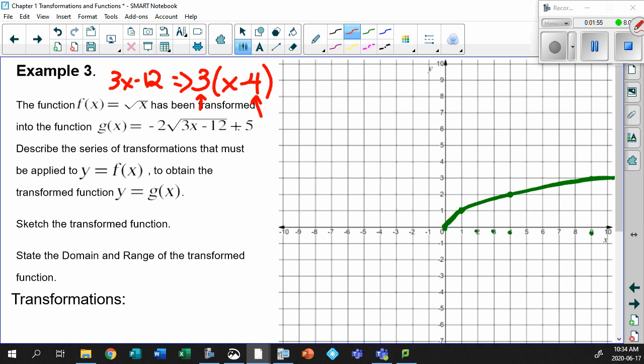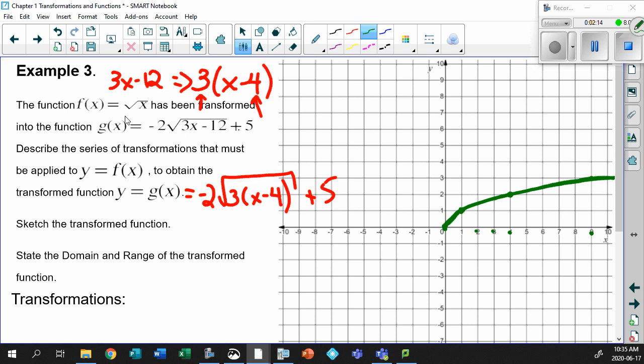Let's see what happens. So this new transformation is going to look like this. The a value is going to be minus 2. There we go. Negative 2 times the square root of 3 times x minus 4, plus 5. Now, let's figure out what everything is.